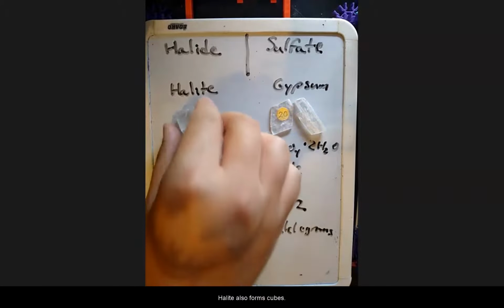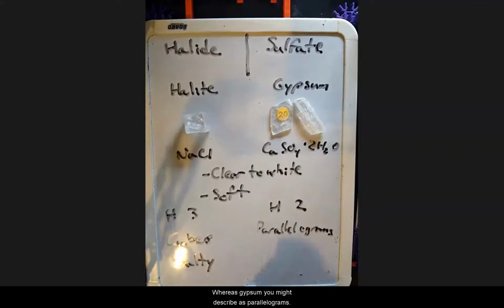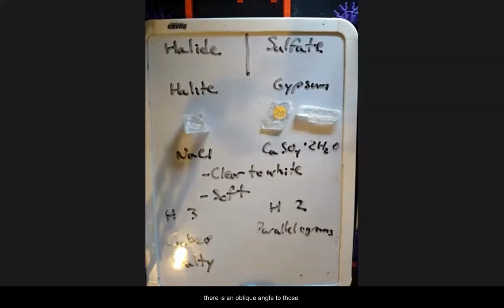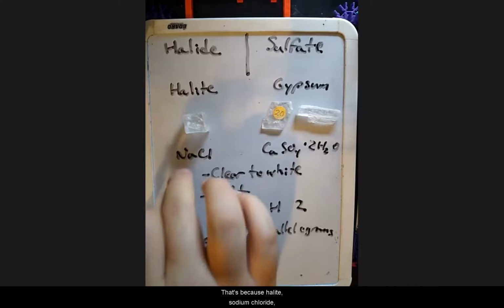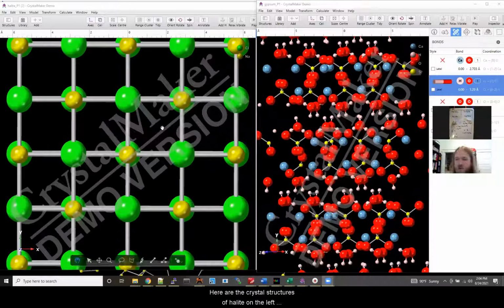Halite also forms cubes with faces that meet at 90-degree angles, whereas gypsum you might describe as parallelograms. So you can see these faces don't quite meet at 90 degrees. There's an oblique angle to those. One really easy way, if you could lick the minerals, which I don't recommend, is that halite tastes salty. That's because halite, sodium chloride, is table salt. And if you looked at your table salt under a microscope, you'd probably see that it was made of these microscopic cubes.